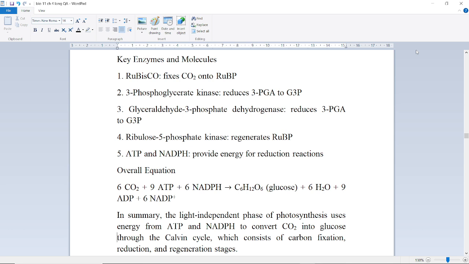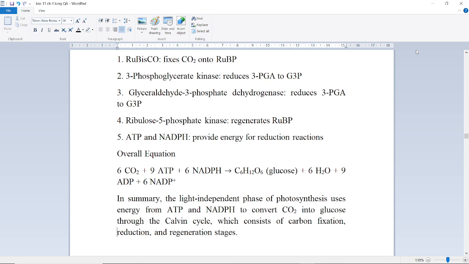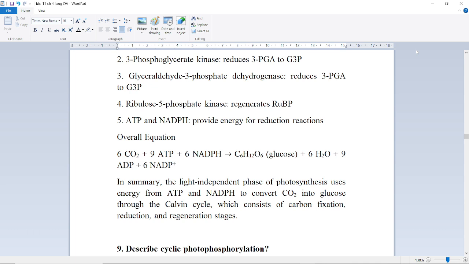Overall equation: 6 CO2 plus 9 ATP plus 6 NADPH gives us C6H12O6 glucose plus 6 molecules of water plus 9 ADP plus 6 NADP+. In summary, the light independent phase of photosynthesis uses energy from ATP and NADPH to convert carbon dioxide into glucose through the Calvin cycle, which consists of carbon fixation, reduction, and regeneration stages.